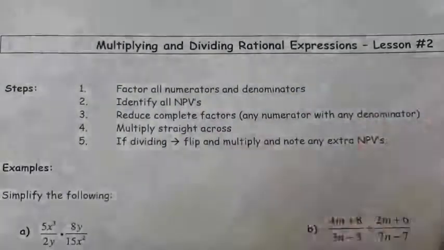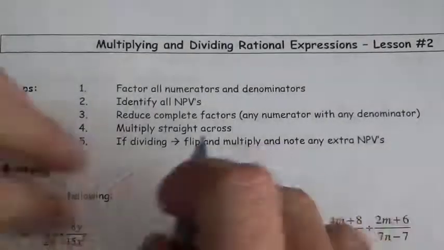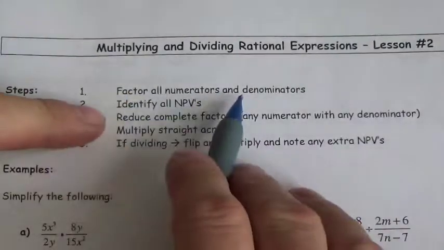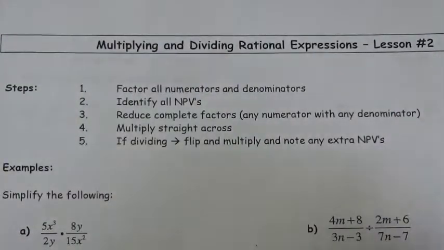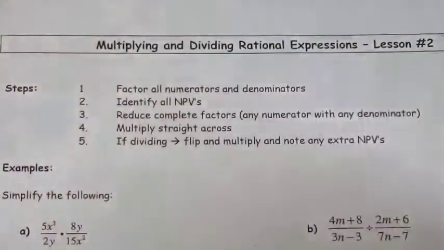Okay, so here's the procedure, if you will. First of all, I want you to factor the numerators and denominators. I want to break this thing apart here, and the purpose of that is to simplify. Because multiplying, dividing, we're basically just putting terms together, okay?